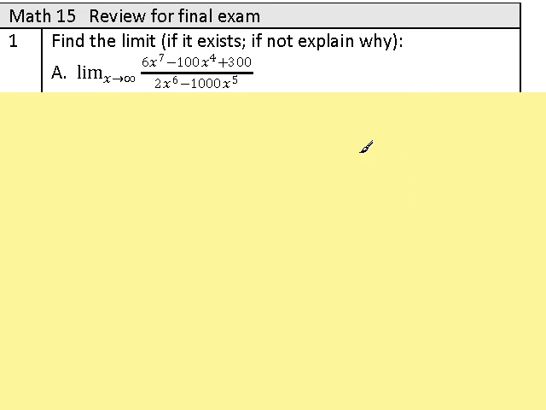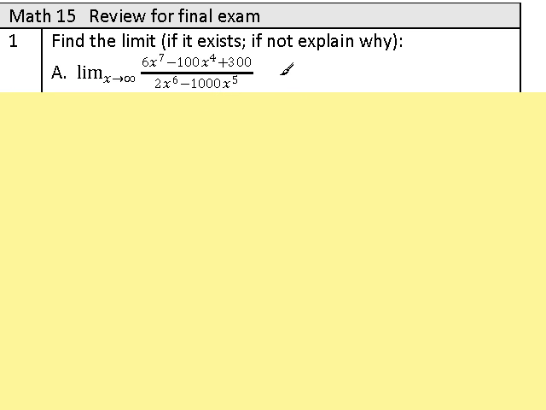Review for a final exam. In number one, we have some limits, different types of limits. So let's look at part A. In part A, we have the limit as x goes to infinity of this rational function.